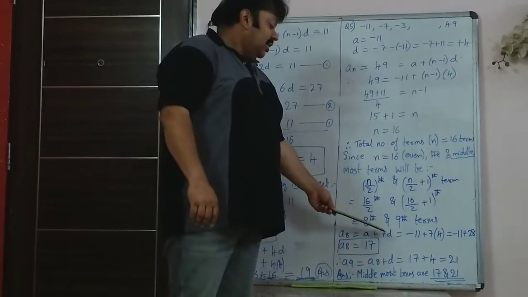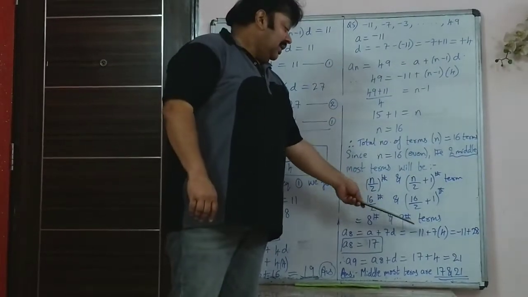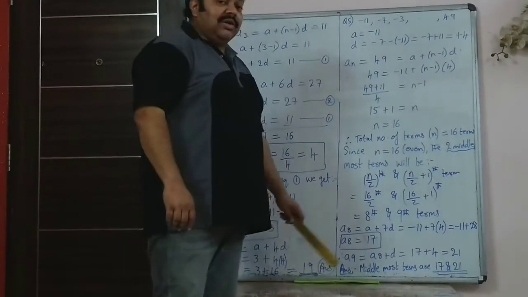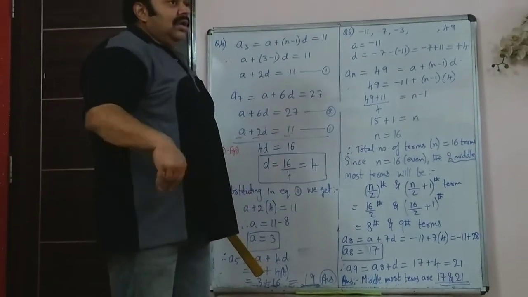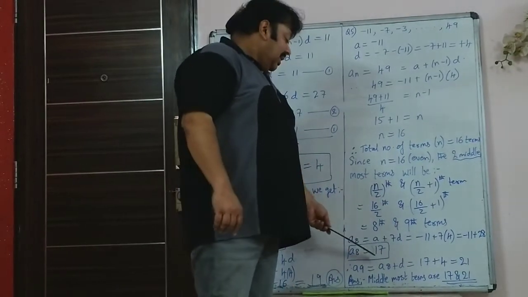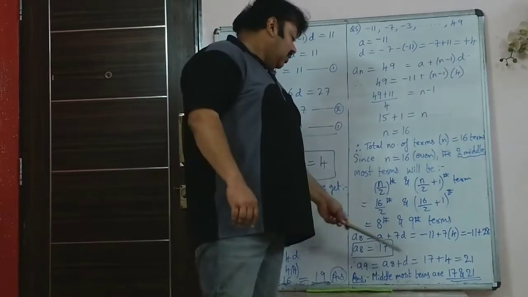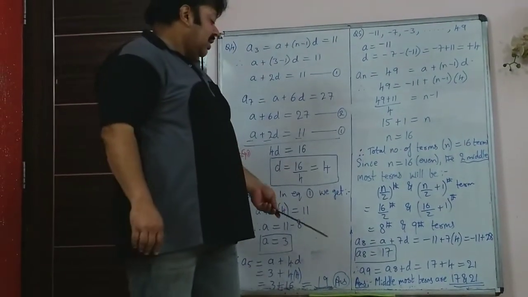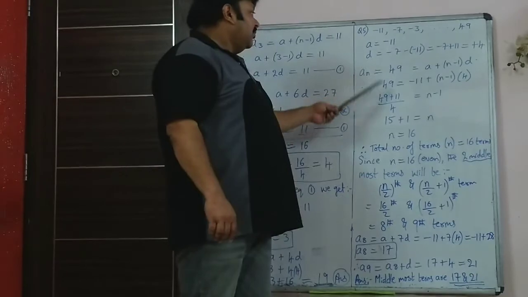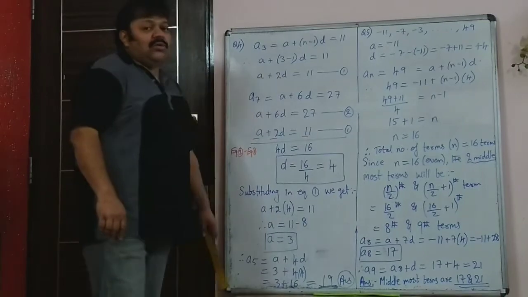A8 is a plus 7d. a is minus 11, plus 7 times d, which is 4. So 28 minus 11, that is 17. So A8 is 17, that is the 8th term. And the 9th term will be what? It is very simple. You need not write the formula again and find. You can directly write it will be A8 plus the common difference, which you found as 4. So the next term, that is the 9th term, will be 17 plus 4, which is 21. Even if you use the same formula and find that an is a plus n minus 1 d, still you will get it as 21.